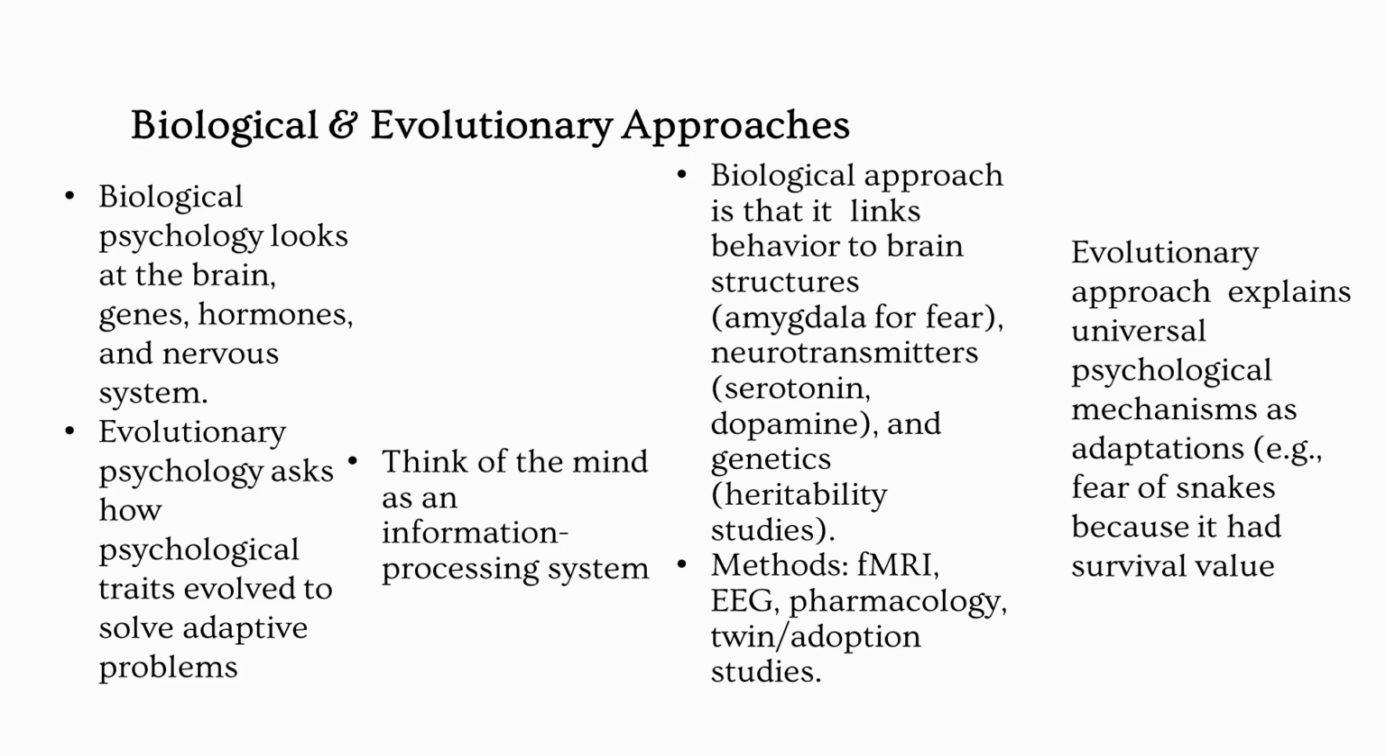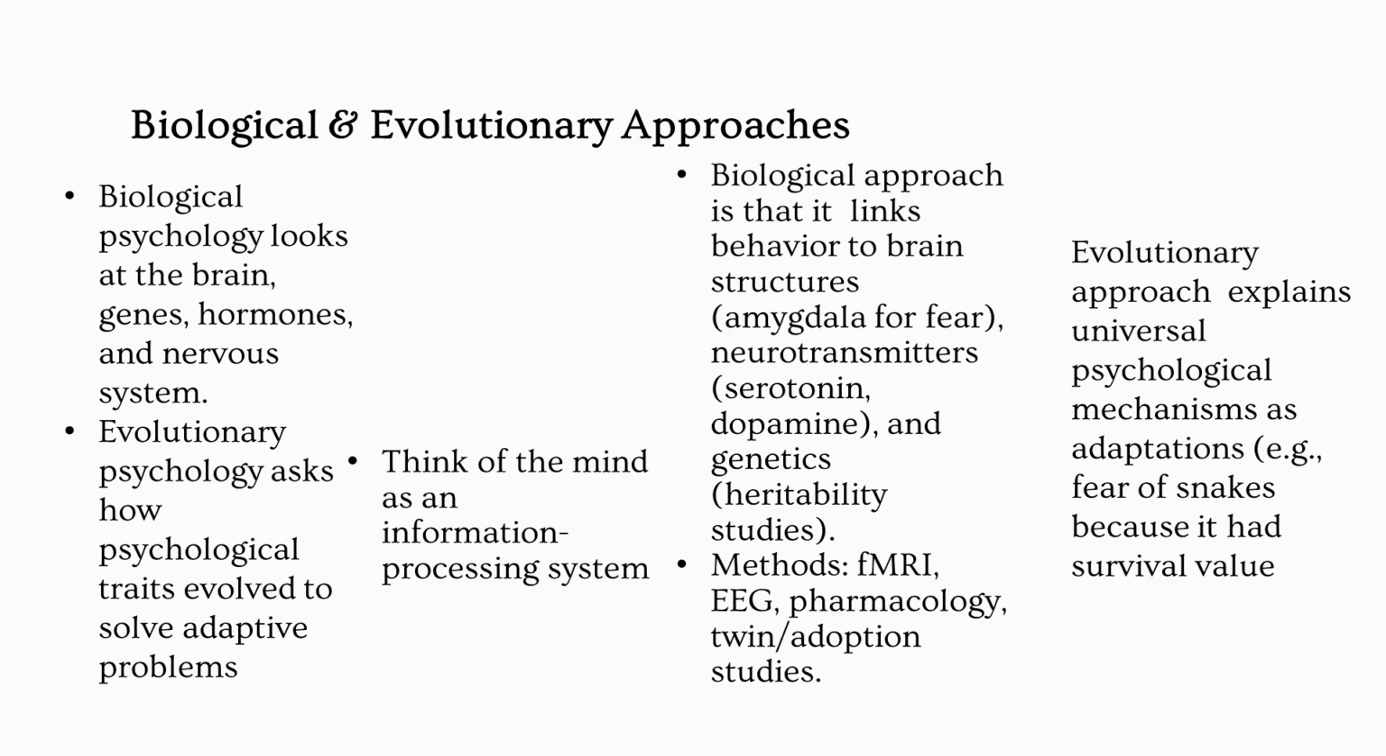The evolutionary approach explains universal psychological mechanisms as adaptations, for example fear of snakes because it had survival value. An example of the biological approach is selective serotonin reuptake inhibitors affecting serotonin to treat depression. And an example of the evolutionary approach is mate preferences shaped by reproductive challenges.